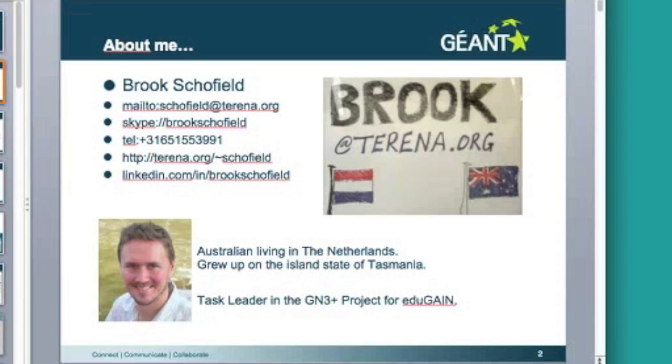Yeah, this is a badge I made at OGF 30. And I continue to use the picture. Yes, it sums up all of the information you need to know about me. My email address, the fact that I'm an Australian in the Netherlands, and I grew up in the island state of Tasmania, named in honour of a Dutchman.